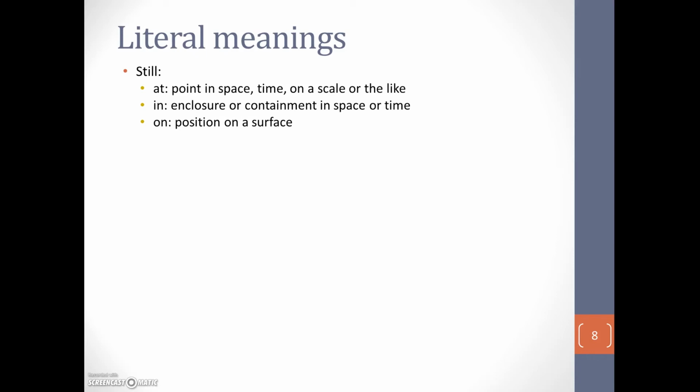We can use the preposition in to indicate an enclosure or containment, also in either space or time. And finally, on normally indicates a position on a surface. And we can see that here there is some sort of stillness, all right? It captures that something is placed at a particular place, all right, in a certain situation, but it's stillness.